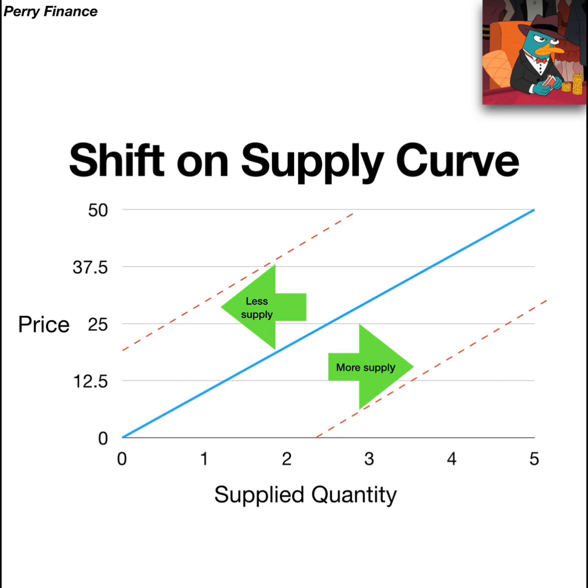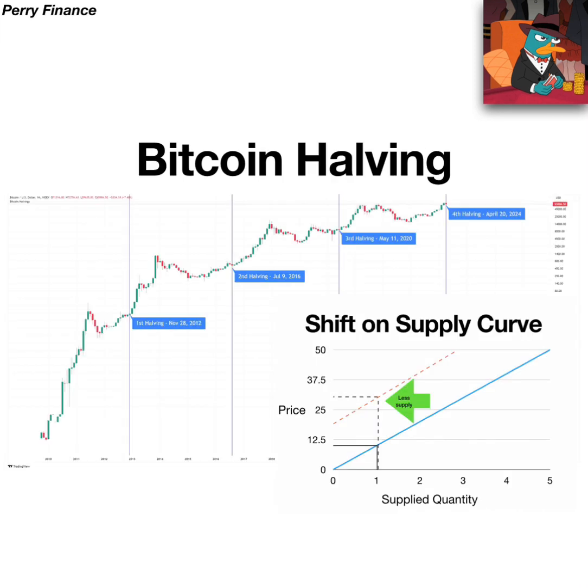A variable that can change the quantity of a good or service supplied at each price is called a supply shifter. And here we have the Bitcoin halvings. The Bitcoin halving takes place about every 4 years and reduces the block reward by 50%.